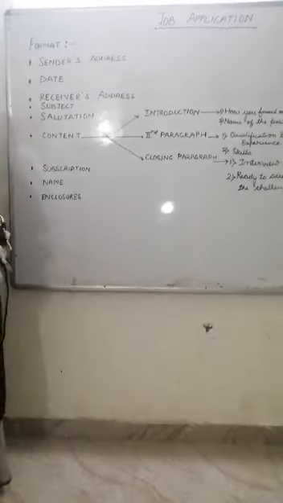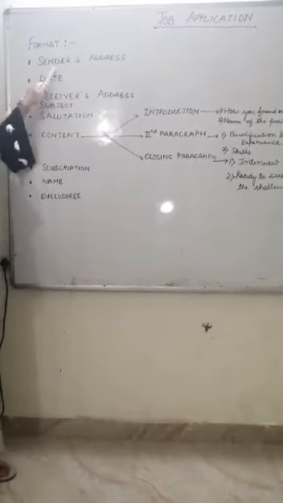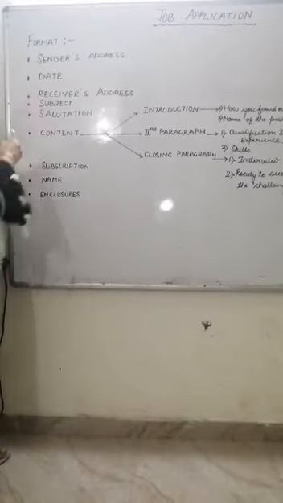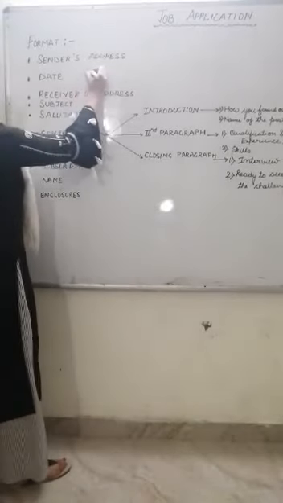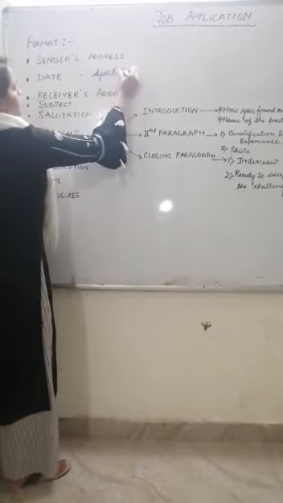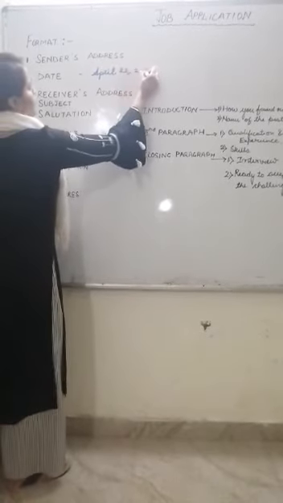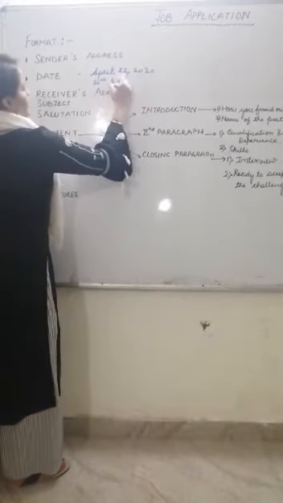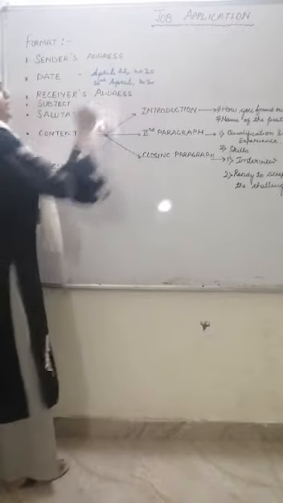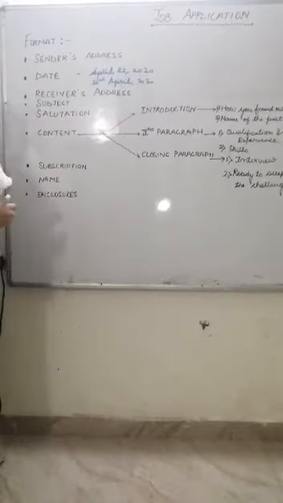You are applying for a job, so it's understood that here you have to mention your address. Second, we have the date. Dear students, we have two ways to write it. You will write it like this: April 22nd, 2020, or 22nd April 2020. So basically we have two ways, the British and American ways of writing the date.